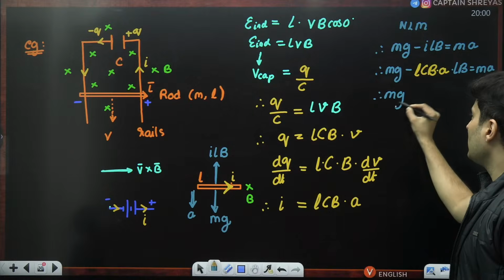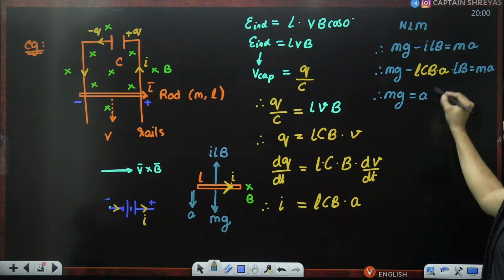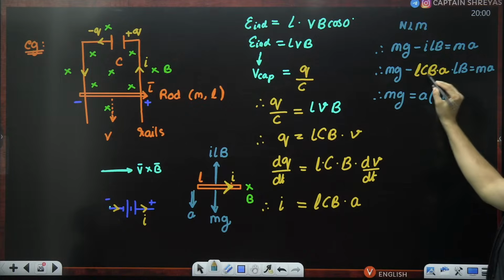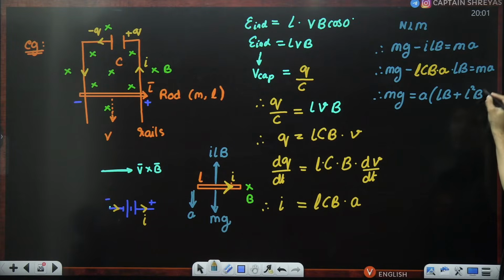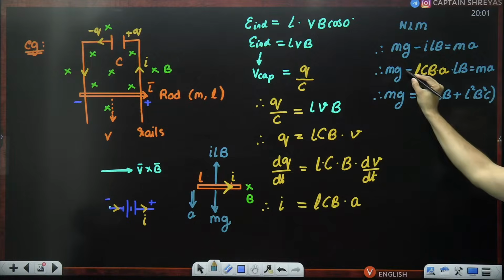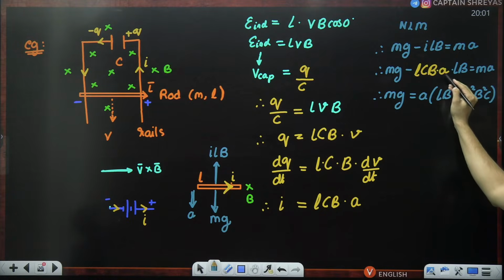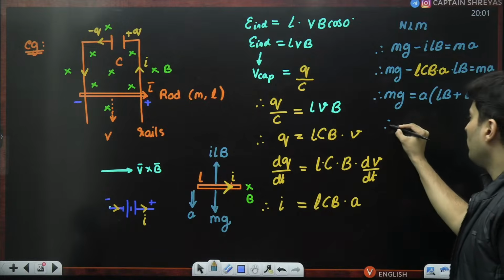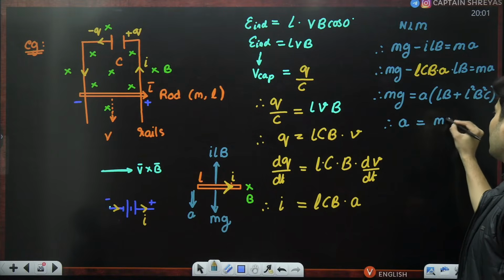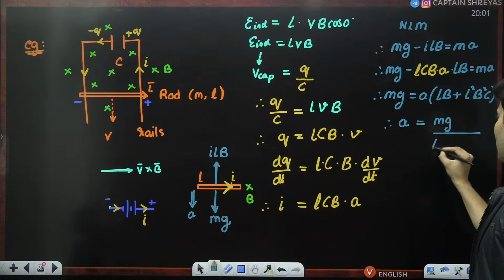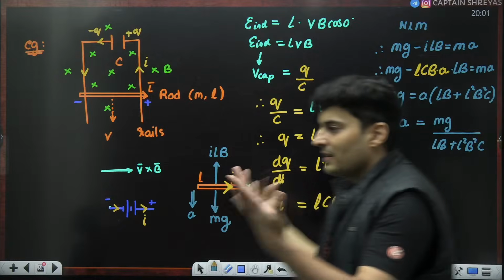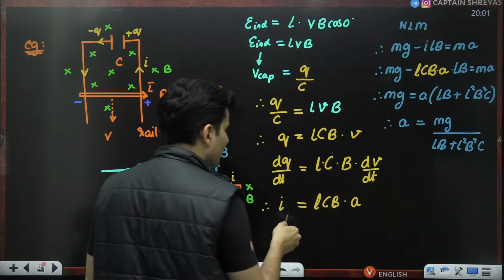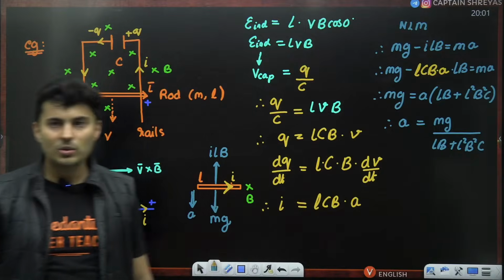Therefore, mg is equal to, take this a common, you will have LB plus, here LCB times LB, so L squared B squared C. Once this minus goes over here, it will become positive. A was anyways common. So from this you will get acceleration is mg divided by (m plus L squared B squared C). So this is how you can find acceleration, and from acceleration you can again find current. So it depends on what you exactly want to find.